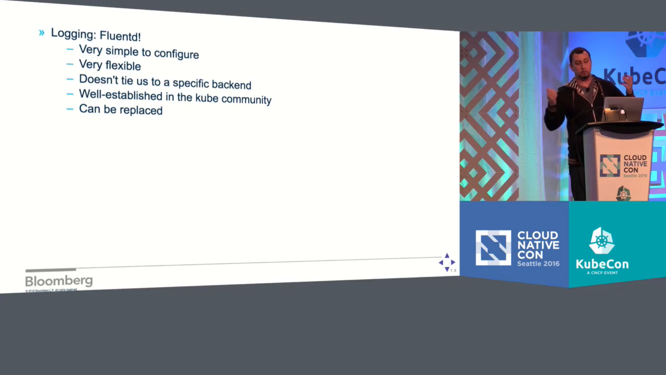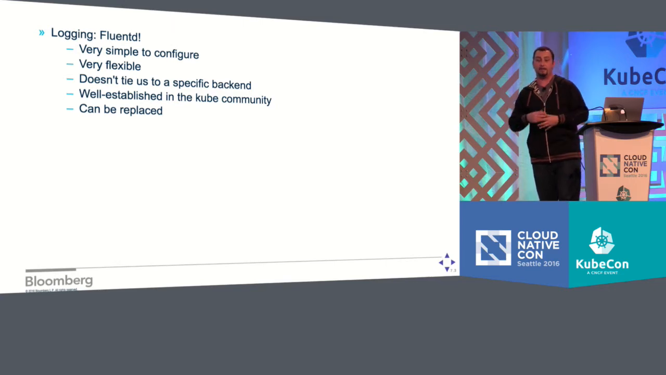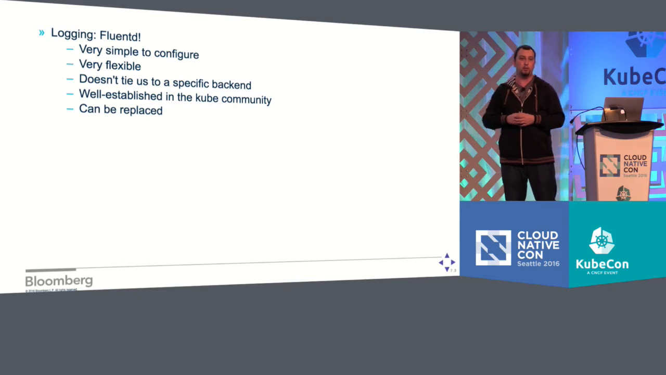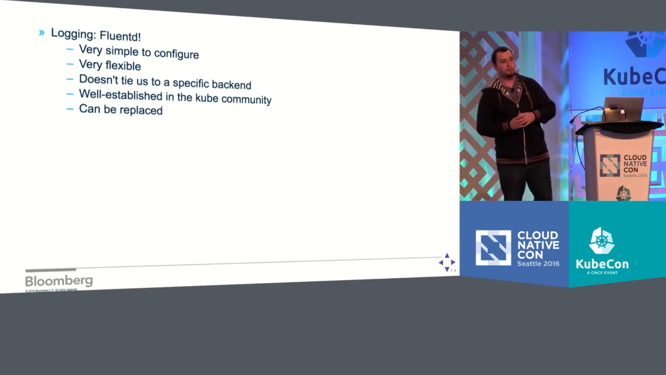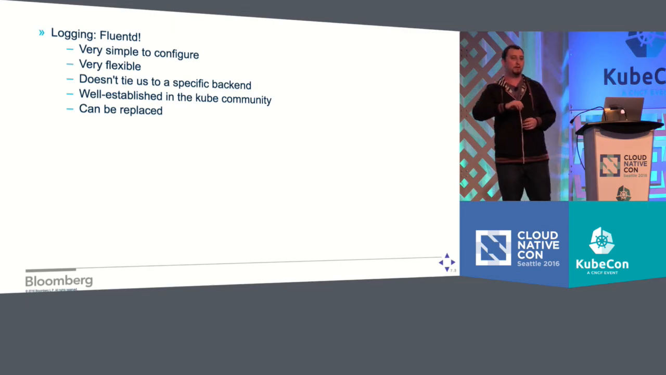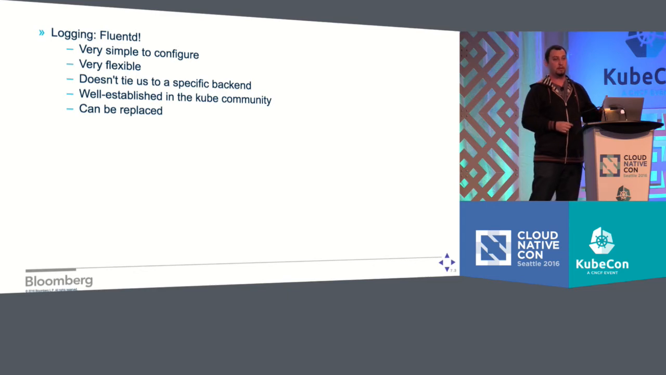So for logging, we went with FluentD. Why FluentD? It's super simple, it's super flexible, and it doesn't tie us to any sort of a specific backend. So we can use various plugins in order to pump it to Splunk. We can pump it to Logstash. We can pump it to S3. So we can dump the logs wherever we want to if we need to in the future.